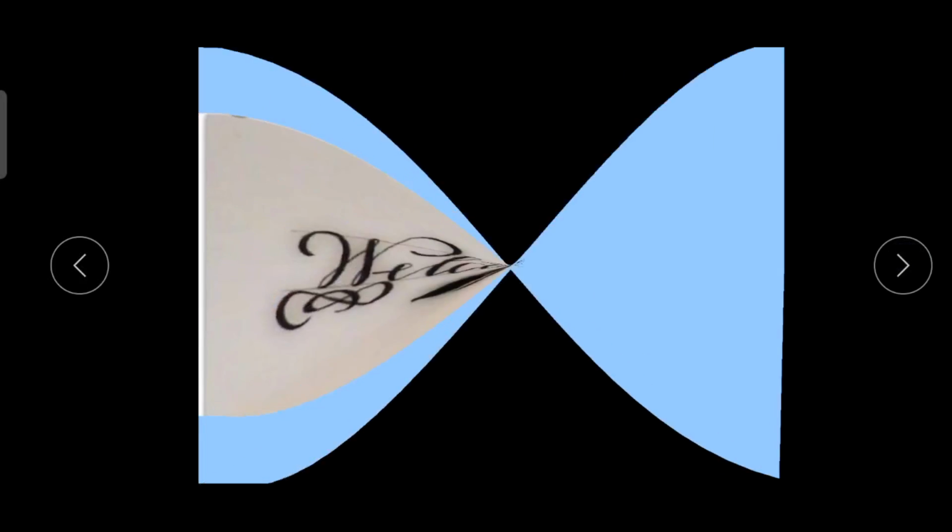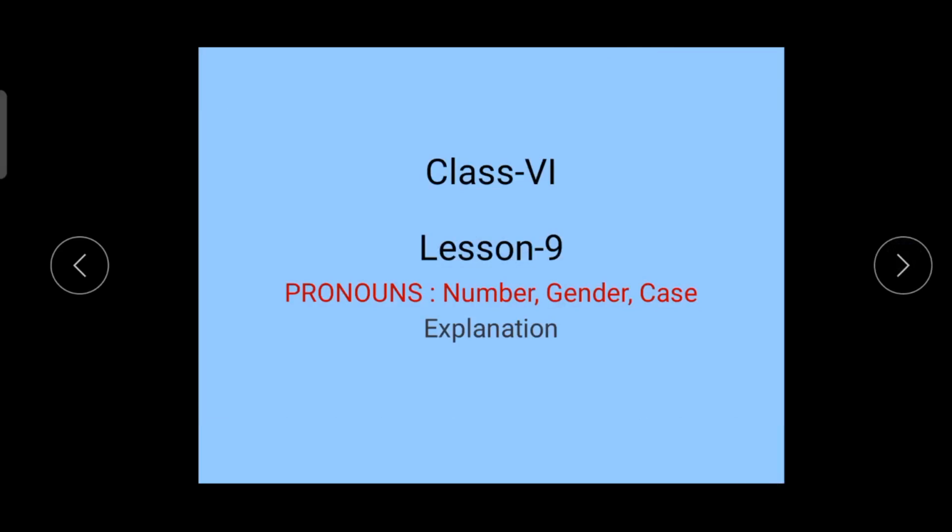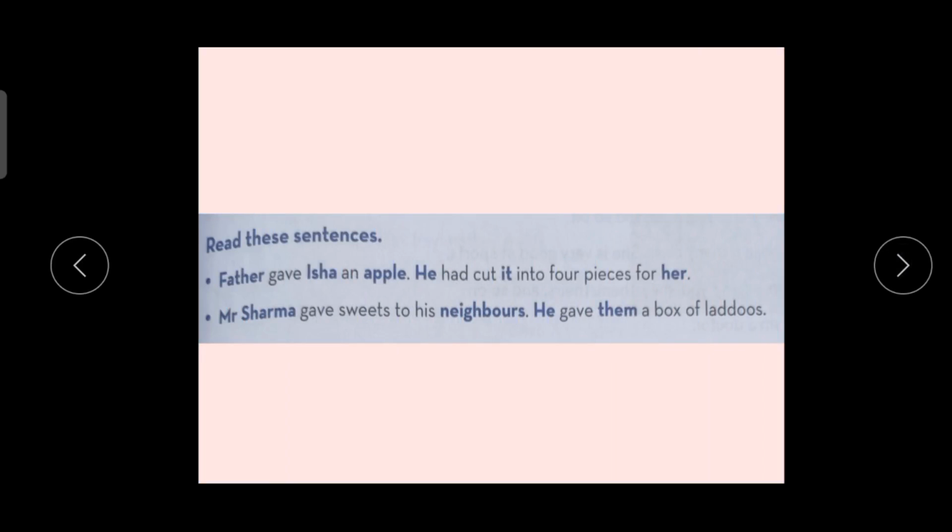Dear students, today we are going to do the explanation of lesson number 9, pronouns: number, gender, case. Let's read these sentences first. Sentence number 1. Father gave Isha an apple. He cut it into 4 pieces for her.